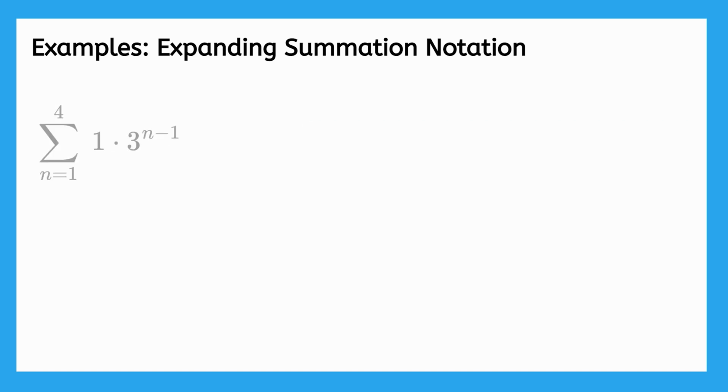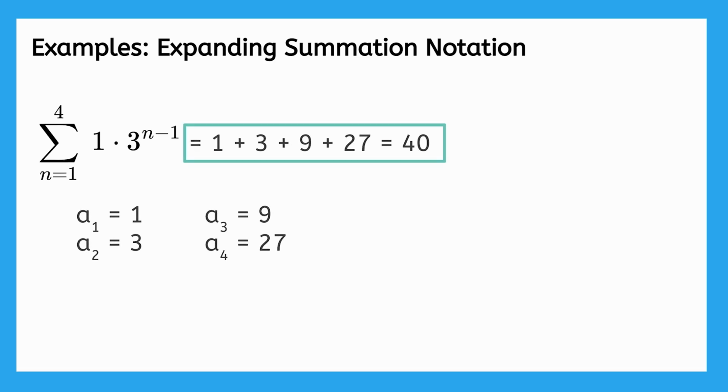Number 3 was a little different because it uses a geometric sequence, but you're already a master at those, so no biggie. 1 plus 3 plus 9 plus 27 comes out to a grand total of 40.